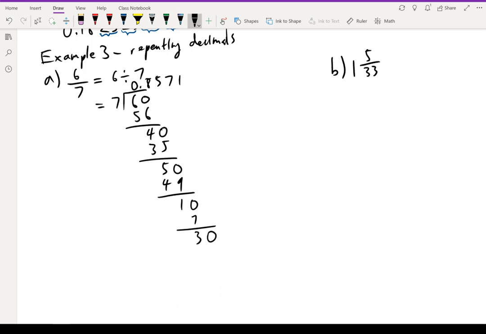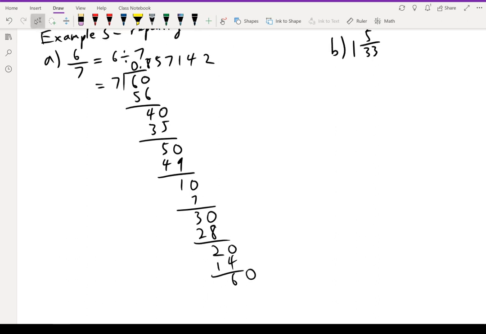Add a 0. 7 goes into 30 how many times? 4 times. It gets 28. And then we have 2. Add a 0. 7 goes into it twice to get 14. And then we have 6. Add a 0. And then 7 goes into 60 how many times? 8 times to get 56. And then that becomes 4.